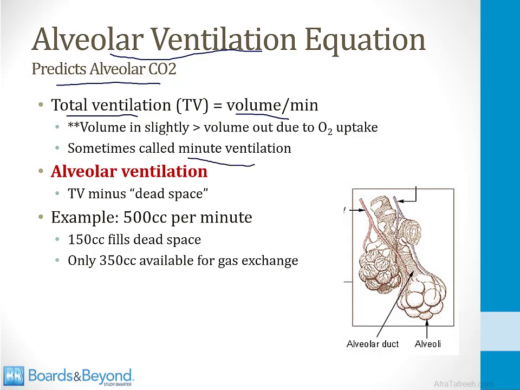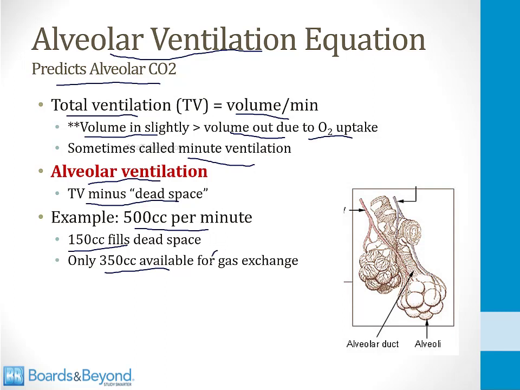And this is sort of a minor detail, but the volume that we take in is slightly greater than the volume that goes out, and that's because oxygen is taken up from the lungs into the bloodstream. Alveolar ventilation is different from total ventilation. Alveolar ventilation is total ventilation minus the dead space. So for example, if 500 cc's per minute are going in and out of our lungs, but 150 cc's per minute is filling dead space, then our alveolar ventilation is only 350 cc's.